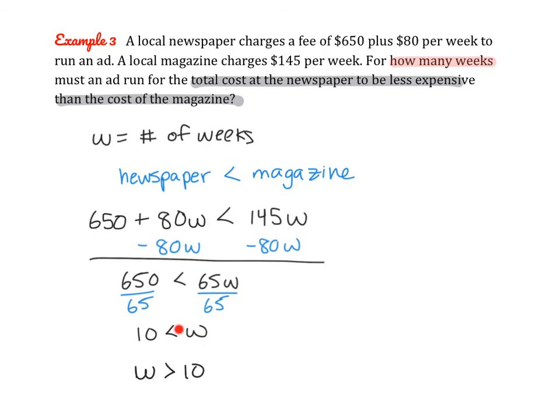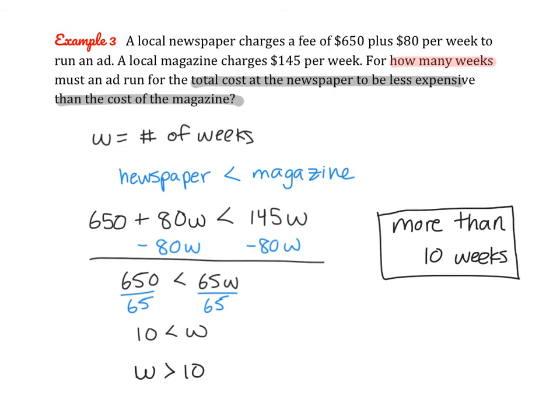So notice here the open side is facing W. So it asks for how many weeks must an ad run? So it must run for more than 10 weeks. So W must be more than 10. So hopefully you can see this type of analysis using inequalities to help us solve might actually be useful for you in real life if you're comparing maybe buying from two different companies that have slightly different types of costs. So you can figure out which one would be more beneficial to your needs.